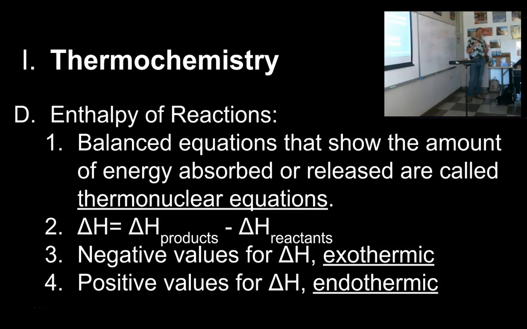So the total change in enthalpy is equal to the enthalpy of the products minus the enthalpy of the reactants. So the energy available in the products that you end up with, and then you subtract the thermal energy of the reactants that you started with. If you get a negative value for delta H, then it's an exothermic reaction. And there was more energy available in the reactants than in the products. It gave off energy. So that's exothermic.